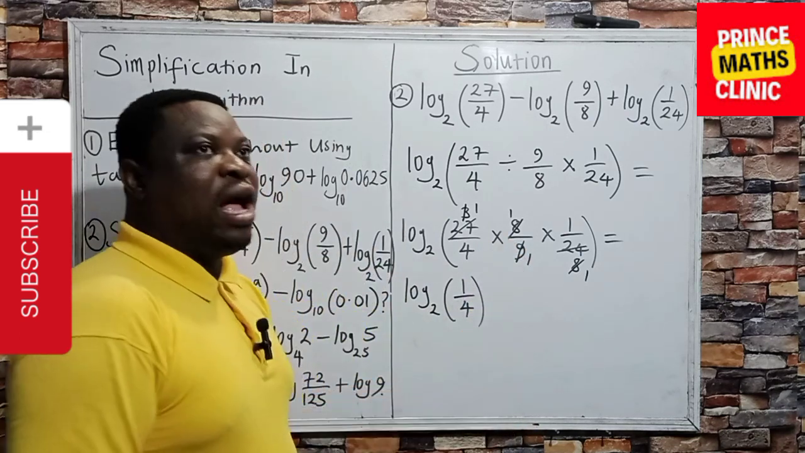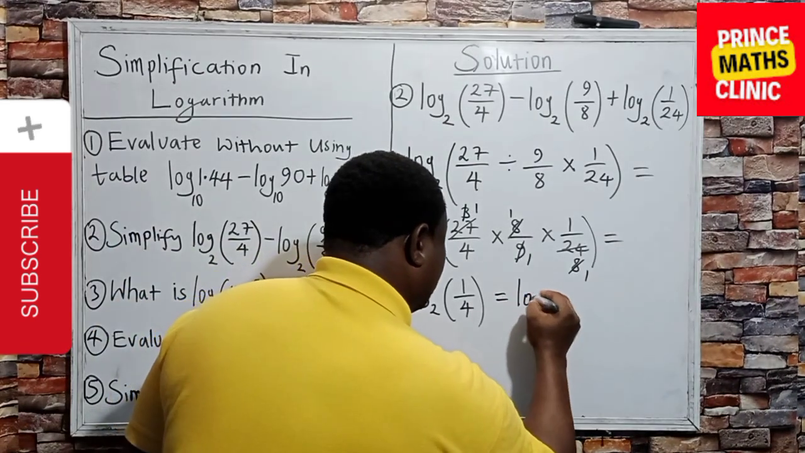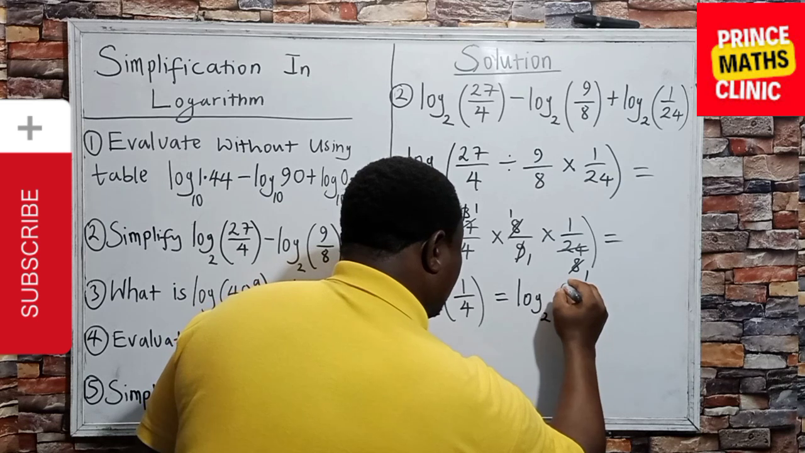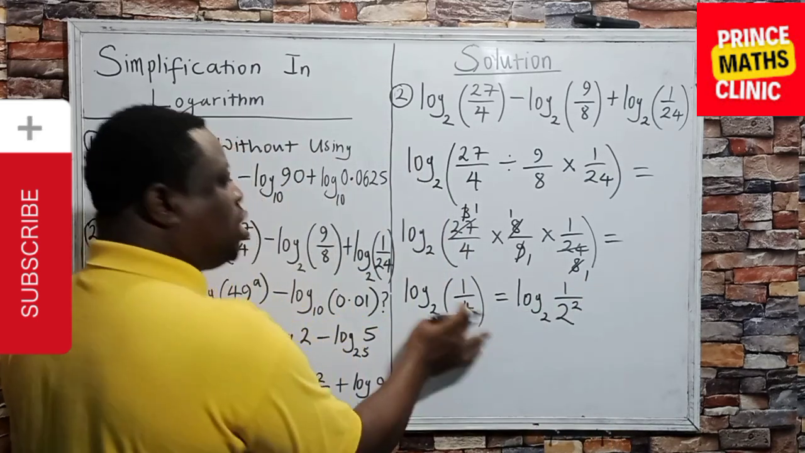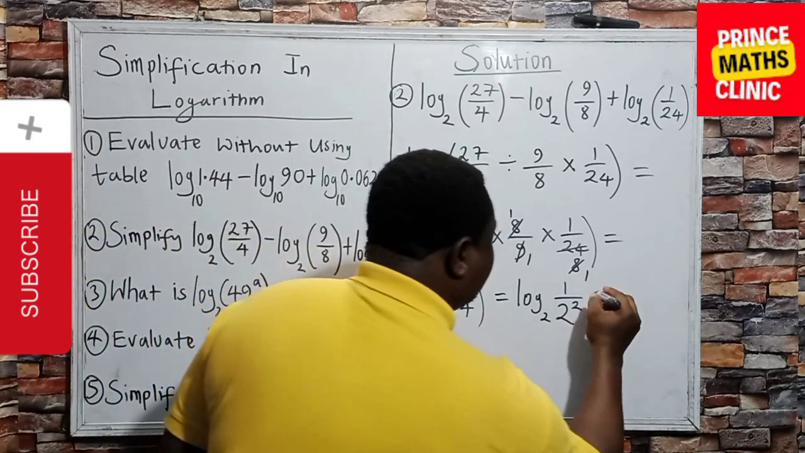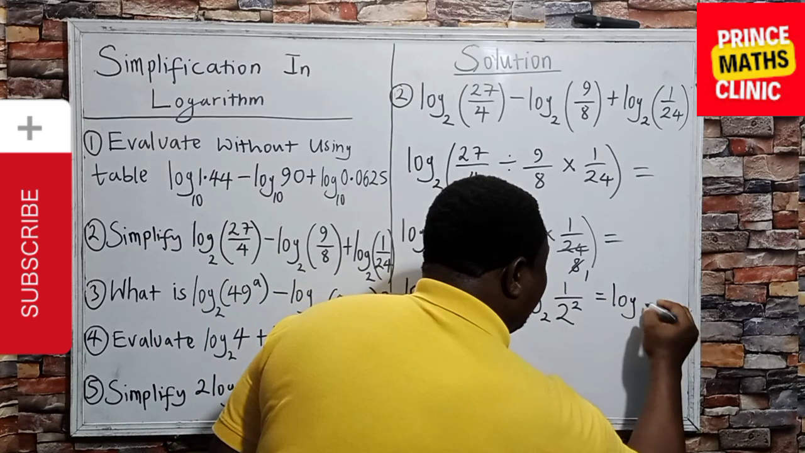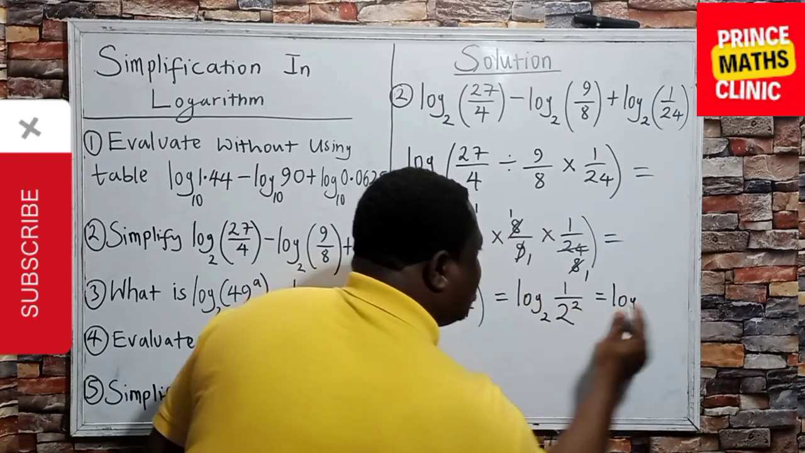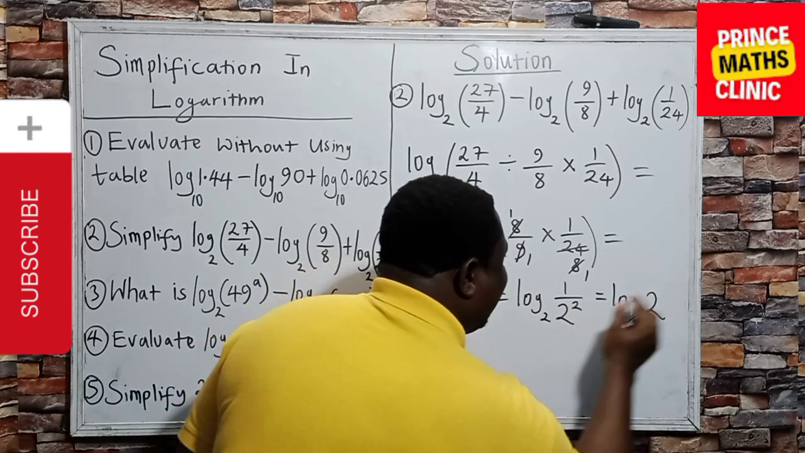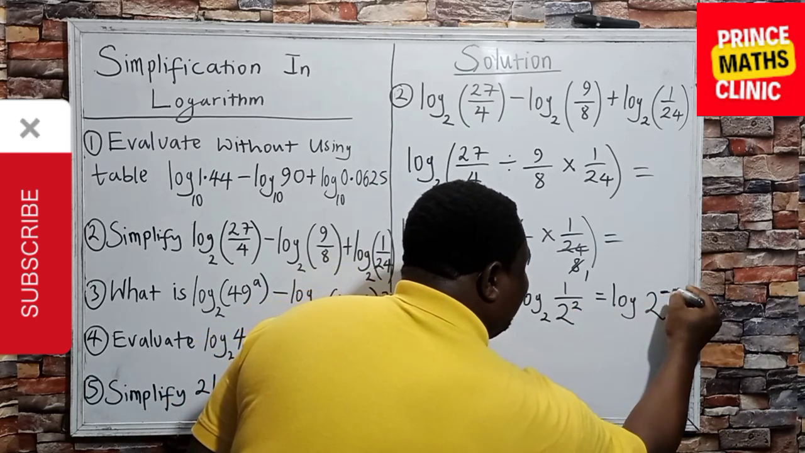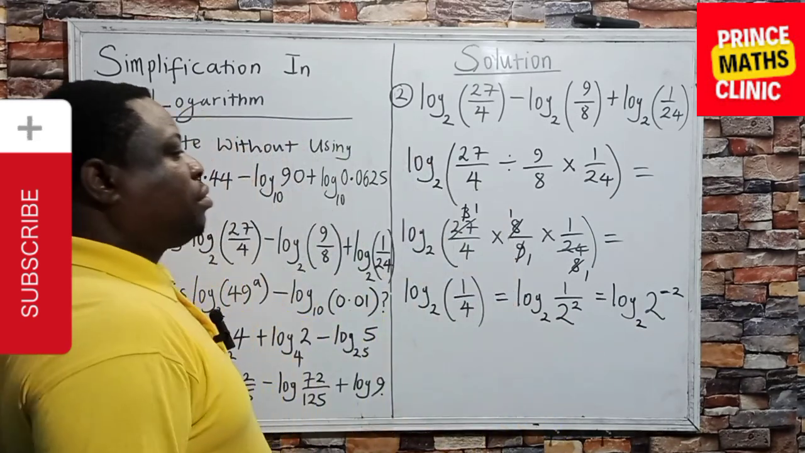And 4 can be expressed as 2 raised to power 2. Two raised to power 2 is the same as 4. And in fraction like this, it can be expressed as log, this base of 2 carrying this power will be expressed as negative 2 because of this division. Then the base is 2.